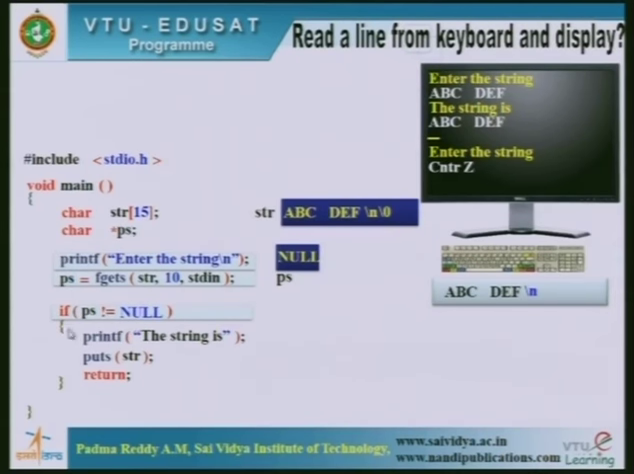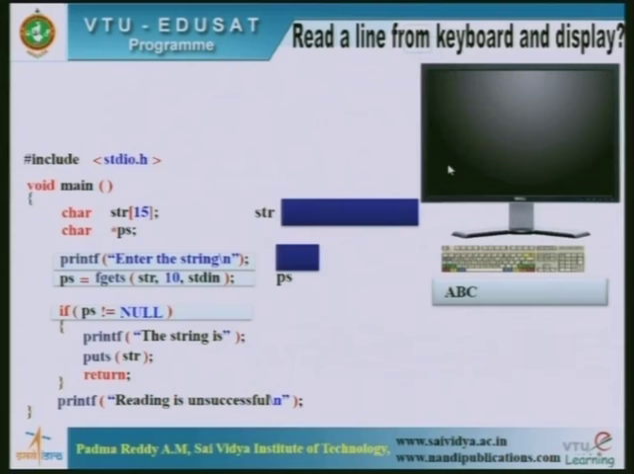What will happen? All these statements are skipped. Control simply comes out of this statement and the program will be terminated. Now we know how to read a line from the keyboard. So immediately once the control comes out, we can display the message reading is unsuccessful. This message will be displayed on the screen, reading is unsuccessful, because we have simply set control Z.